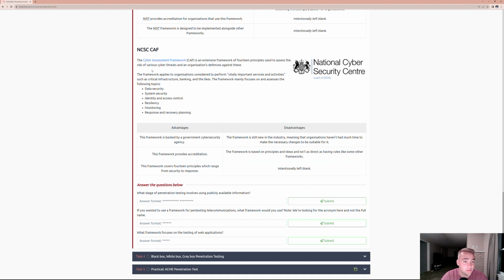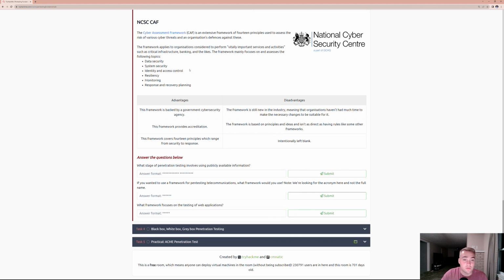So the NCSC-CAF, which is the Cybersecurity Assessment Framework, is an extensive framework of 14 principles used to assess the risk of various cyber threats and organizations' defenses against these. The framework applies to organizations considered to perform vitally important services and activities such as critical infrastructure, banking, and the likes. The framework mainly focuses on and assesses the following topics: data security, system security, identity and access control, resiliency, monitoring, response, and recovery planning.